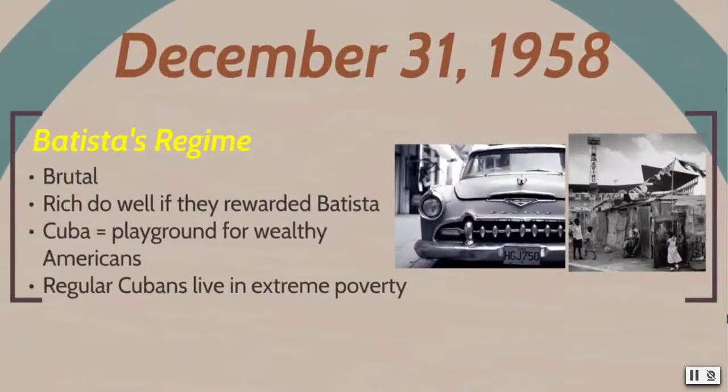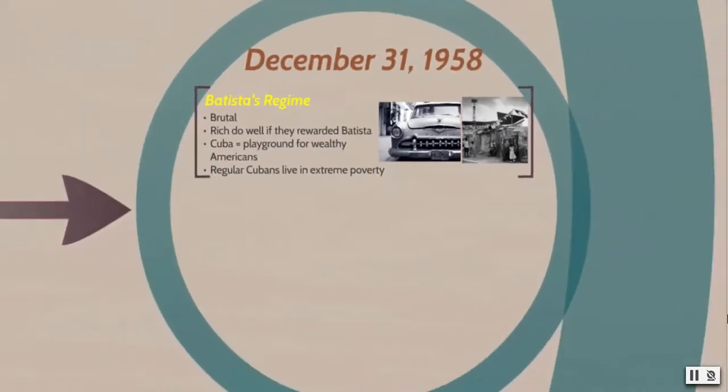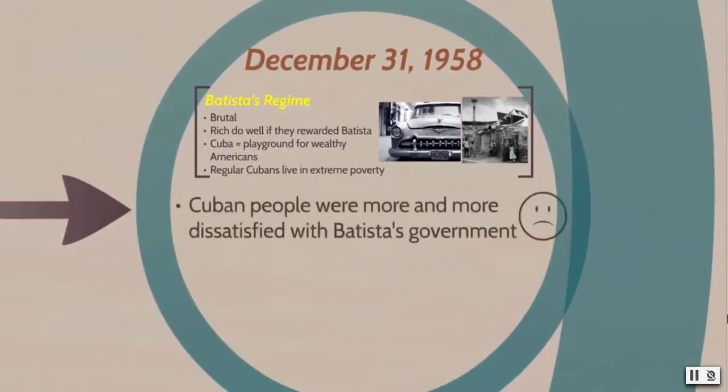It was brutal. The rich people in Cuba did well if they rewarded Batista. There are mobsters and mafia all over the place, and Cuba basically became a playground for wealthy Americans with casinos and dancing. However, the regular Cubans were living in extreme poverty, and this made Cuban people increasingly dissatisfied with Batista's government. He was taxing them too much, they had nothing, and a lot of this money was going to the states and also into Batista's pockets. It was very corrupt, so the Cuban people were really unhappy.